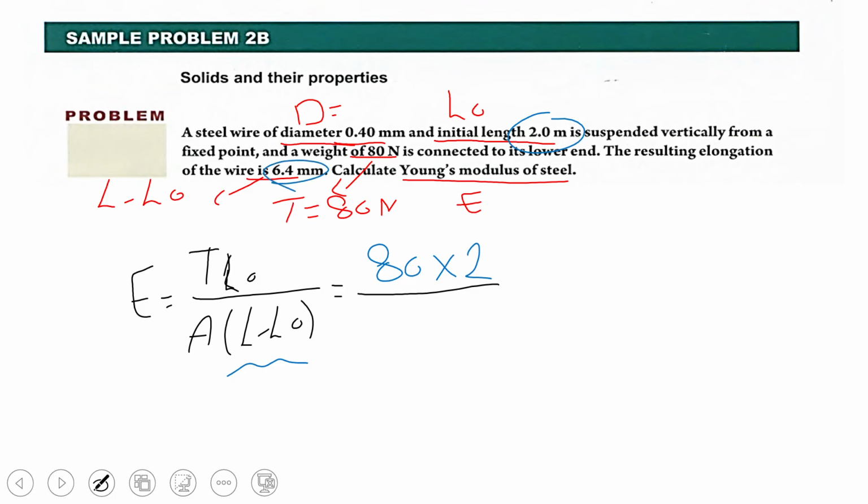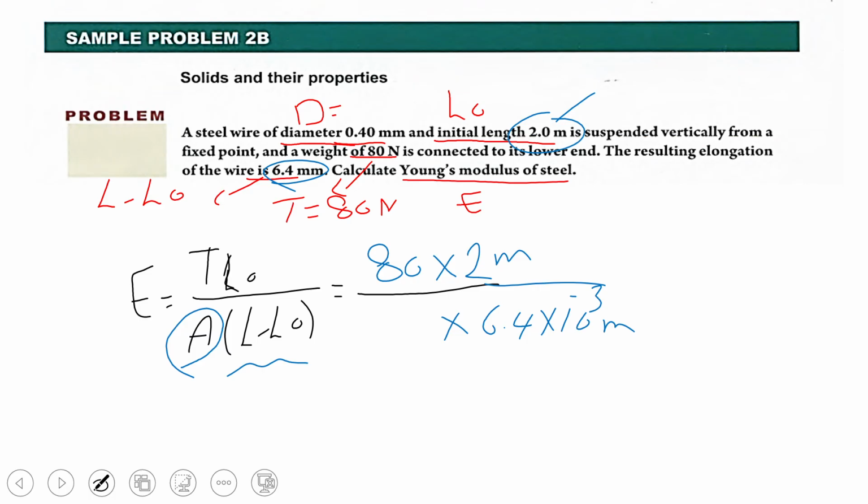But guys, because the length is in meter and the elongation is in millimeter, different units, you have to make them the same. To convert millimeter to meter, we multiply by 10 power negative 3, so 6.4 times 10 power negative 3 meter. But we don't have the area. There is no area.